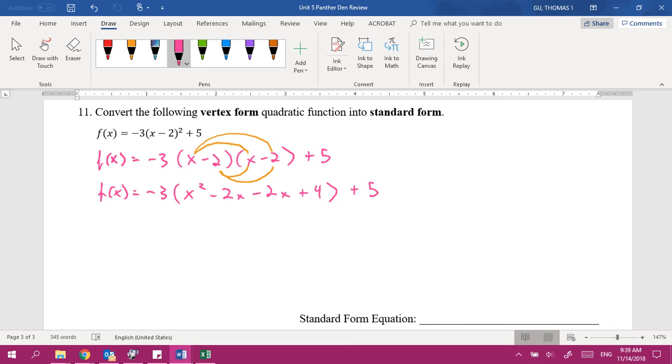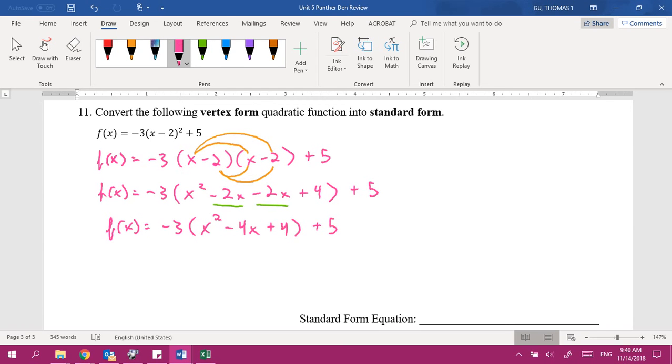Okay? So what is your next step after this? Right, combine the like terms inside the parentheses. You want to combine the like terms. So f of x equals -3 times x squared. Where are my like terms here, by the way? The -2x's. So -2x minus 2x is what? -4x, right. Don't put 0, it's not 0. It goes more negative, so it's -4x. And then plus 4. And at the very end, we got the plus 5.